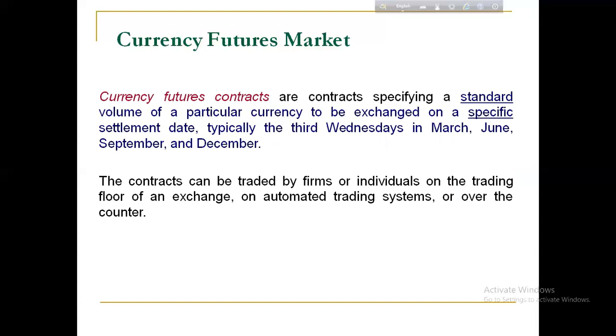Now we are going to discuss the currency futures market. Currency futures contracts specify a standard volume of a particular currency to be exchanged on a specific settlement date, typically the third Wednesday in March, June, September, and December. So what is the main difference between the forward market and the futures market? In the forward market, the currencies are exchanged, but in futures markets, a standard volume of a particular currency is exchanged on a specific settlement date.